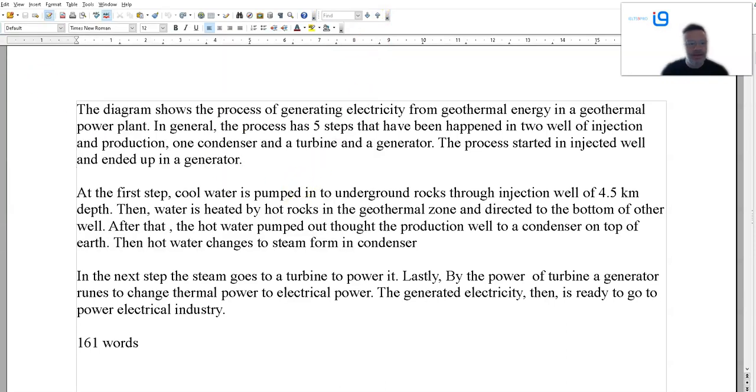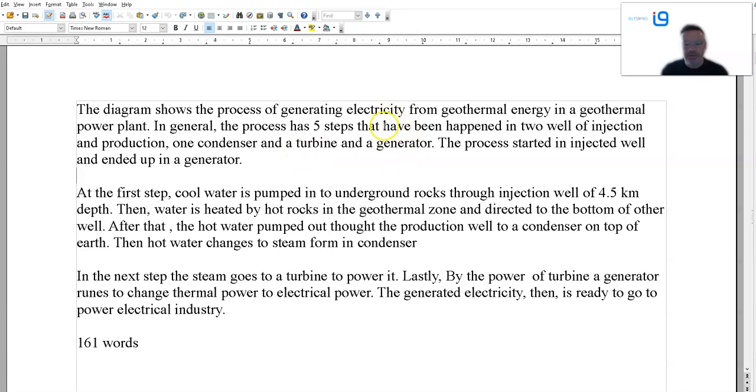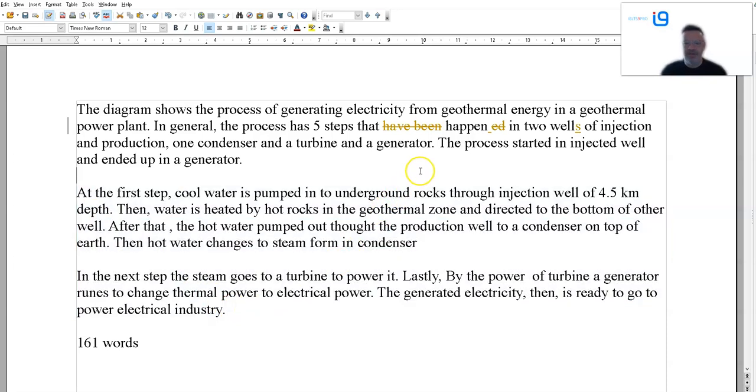Oh, what am I doing here? Where are these changes? Okay, right. So we can use present simple because this is a general process, yeah? So the process has 5 steps that happen in 2 wells. Okay, injection and production. But you need to be careful, because if you put too much detail in your overview, there's nothing for you to say in the main section, really.